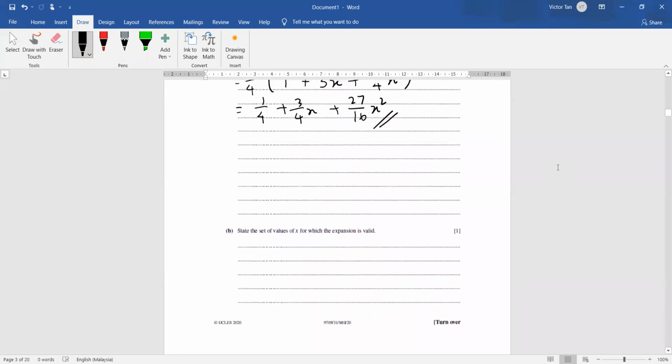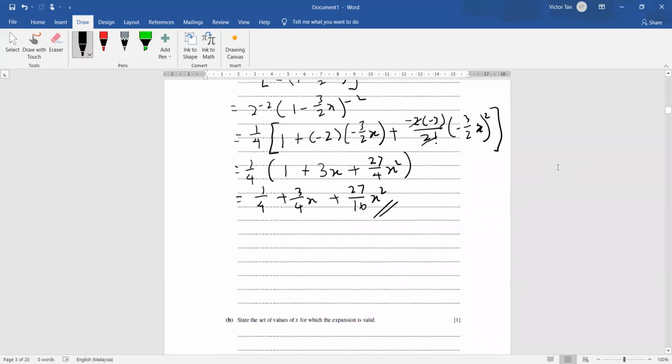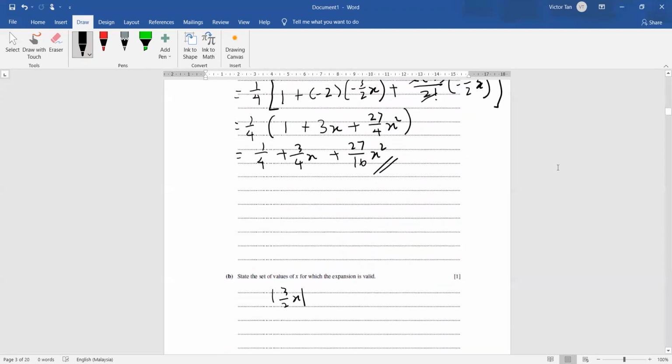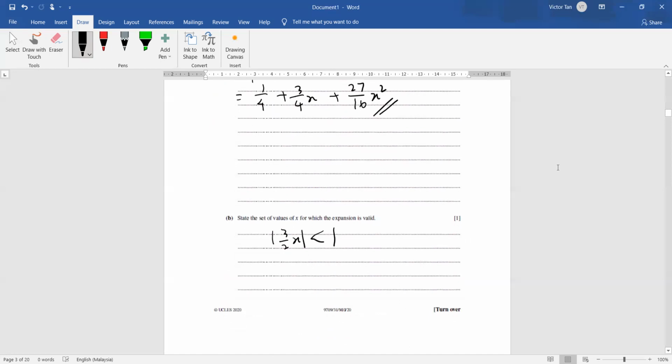State the set of values of x for which the expansion is valid. For the expansion to be valid, the modulus of 3 over 2 x must be smaller than 1. That means this value must be a proper fraction. So x is between minus 2 over 3 and 2 over 3.